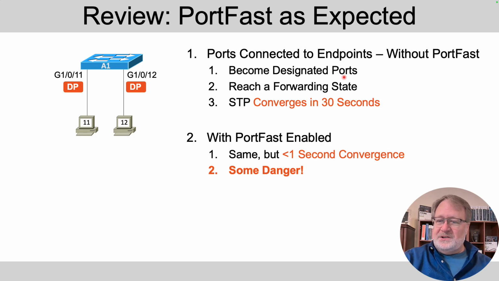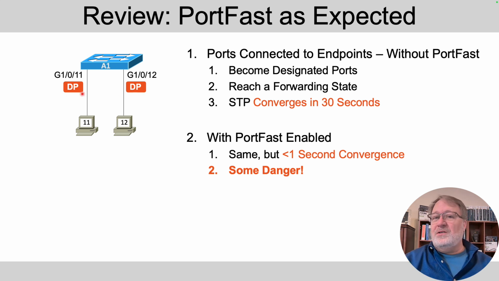With plain old spanning tree, that convergence to get from choosing designated port to reach a forwarding state takes 30 seconds. It doesn't take quite as long with RSTP, but it takes seconds to get there. Enabling PortFast makes that a sub-second convergence. As soon as the switch decides that these ports are designated ports, it places the ports in a forwarding state.